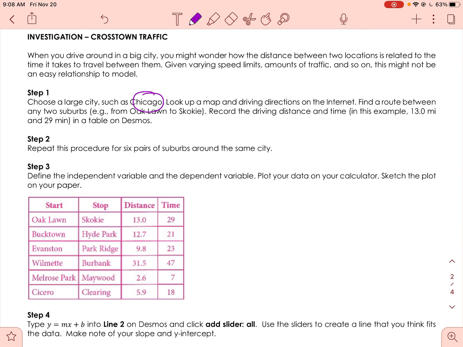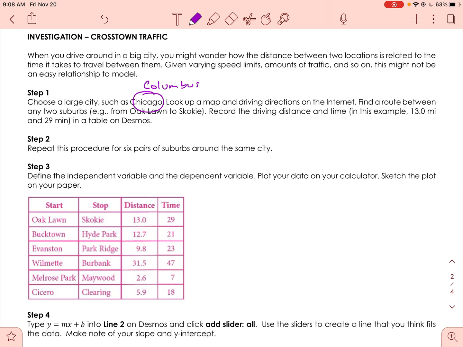I know this says Chicago. If you want to do this on your own and do Columbus, since that's the city that we live in, go ahead. If not, I have looked up the distance and the time it takes to travel to some places in Chicago. So you have Oaklawn to Skokie, Bucktown to Hyde Park, Evanston to Park Ridge, Wilmette to Burbank, Melrose Park to Maywood, Cicero to Clearing. Again, you might not know where these cities are. These are all suburbs of Chicago. And then you have your distance and your time.